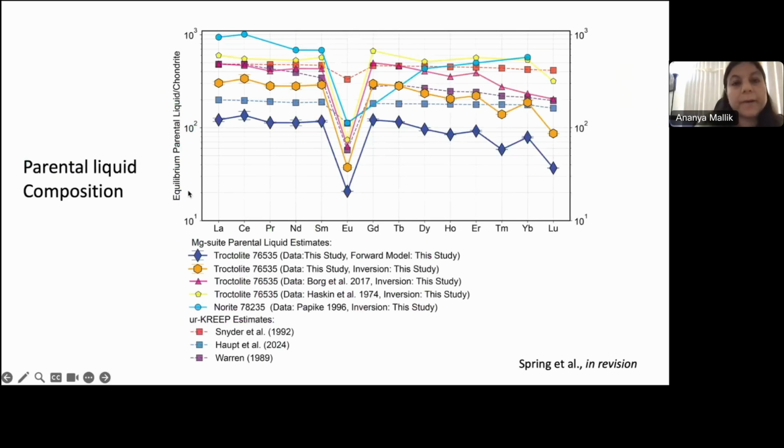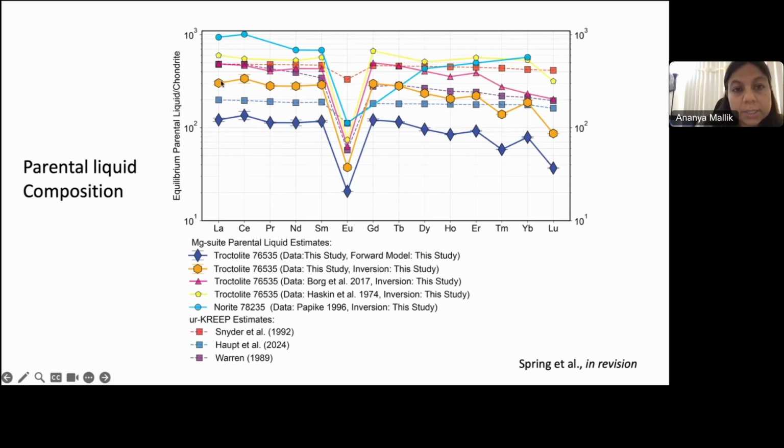And so this figure here actually shows the parental liquid compositions that Isaiah got from this study. So again, this is a rare earth element figure, where you have the rare earth elements on the x-axis and the parental liquid composition normalized to chondrite on the y-axis. These blue diamonds here are the results from the forward modeling, which shows basically the unfractionated parental liquid.